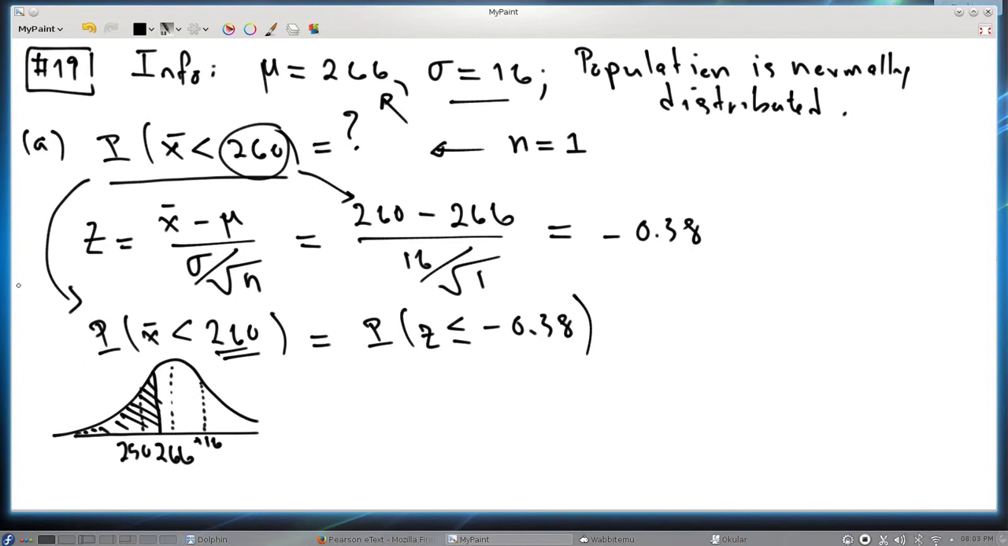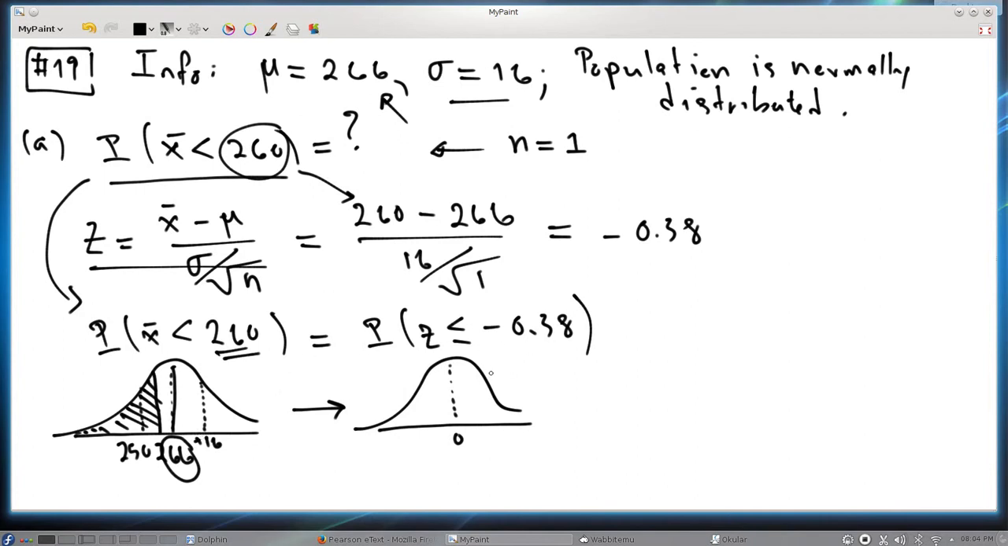Now, after the translation using this z equation, we arrive at what we call a standard normal curve, which is also a bell-shaped curve. The standard normal curve has a mean value of 0 in the middle. That's why it's called standard. This is general because it could be anything. In this particular problem, we have a mean value of 266, but in any other problem, it may have a different mean value. That's why it is general.